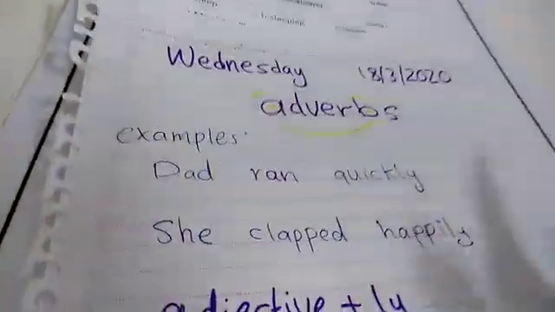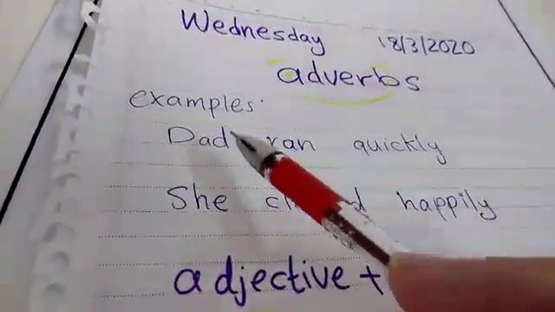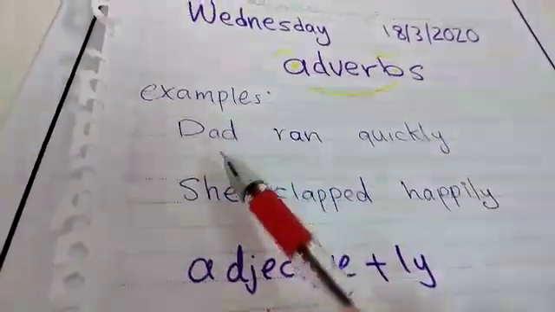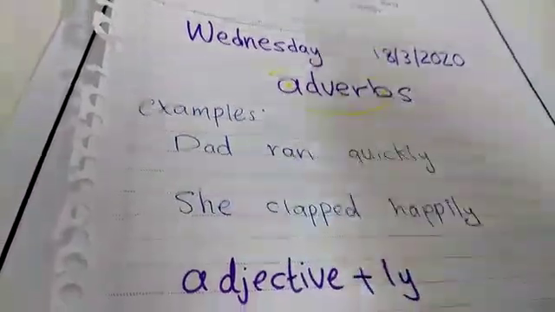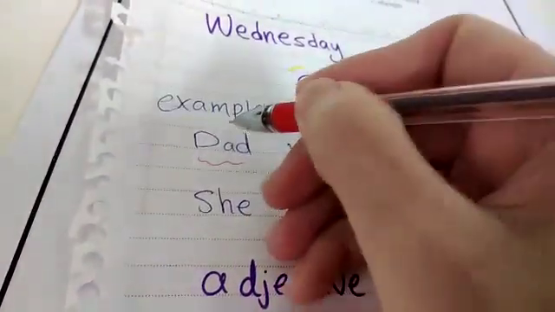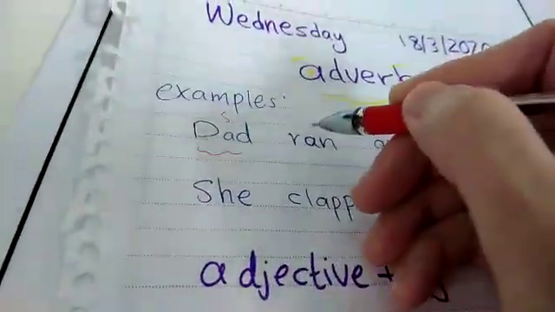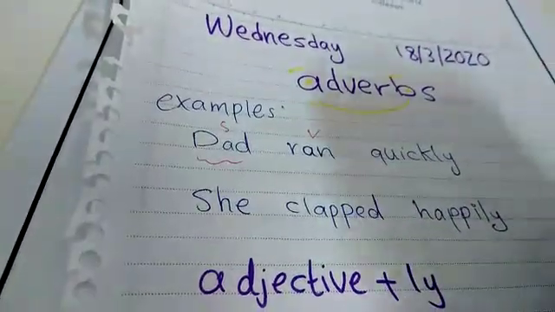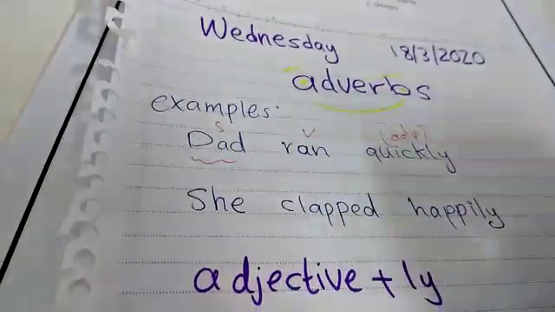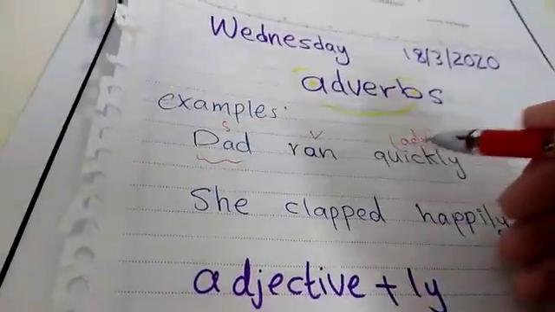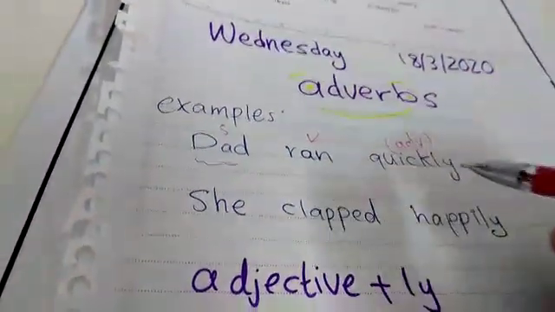Look at my examples here. I have written for you. Number 1. Dad ran quickly. Dad is the subject. Ran is the verb. Quickly, this is the adverb. And this is the short form of adverb.